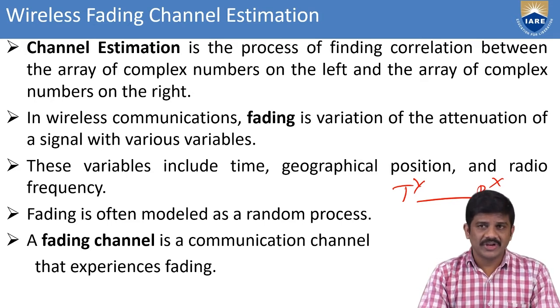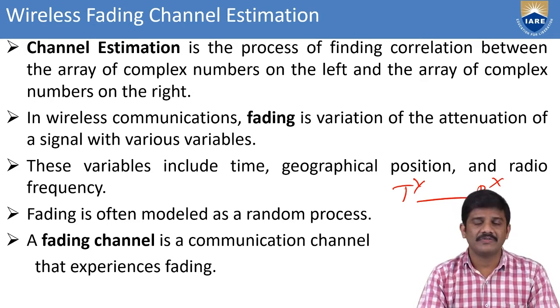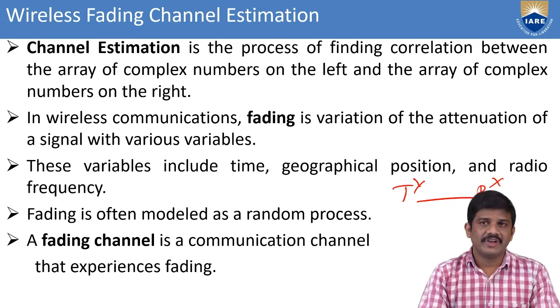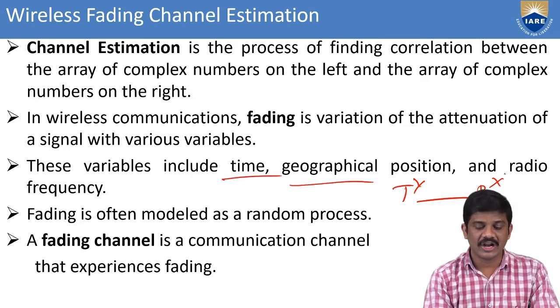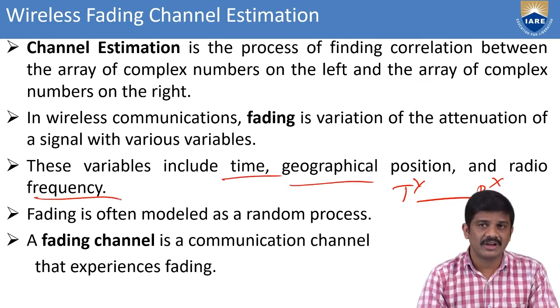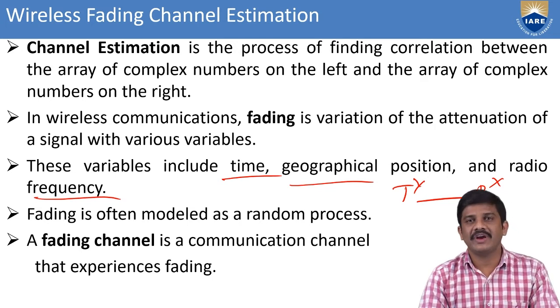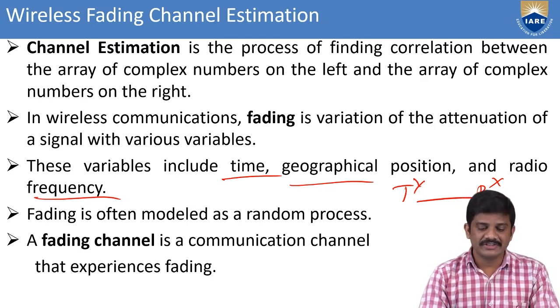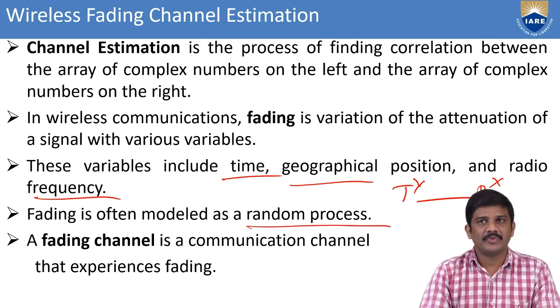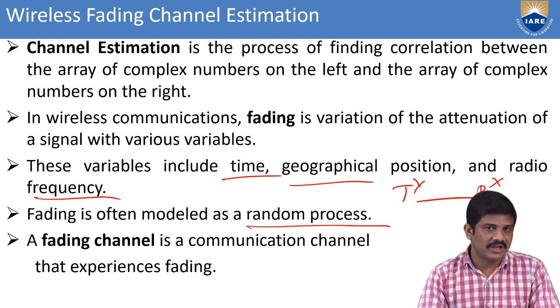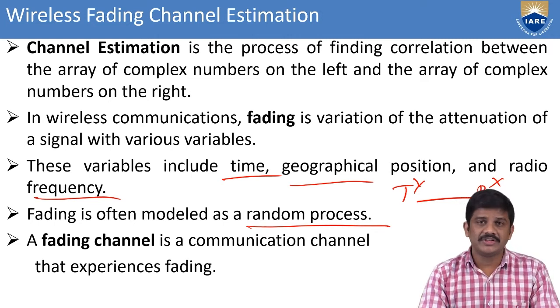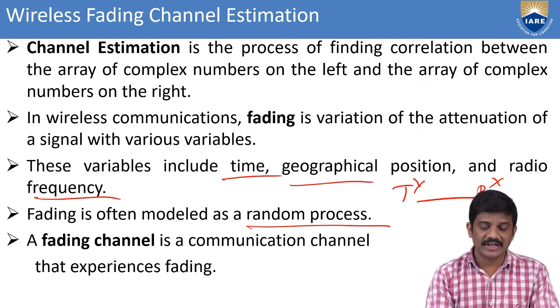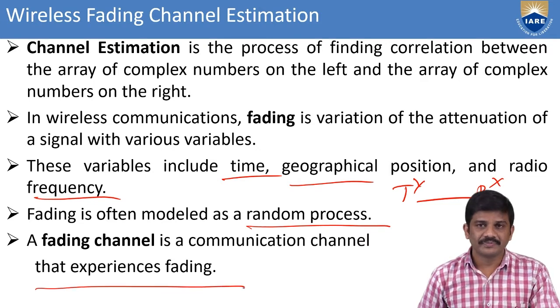In wireless communications, fading is the variation of the attenuation of a signal with various variables. What variables are we considering here? Time, geographical position, and radio frequency. We consider these different variables in fading. Fading is often modeled as a random process, where we take multiple samples. A fading channel is a communication channel that experiences fading.